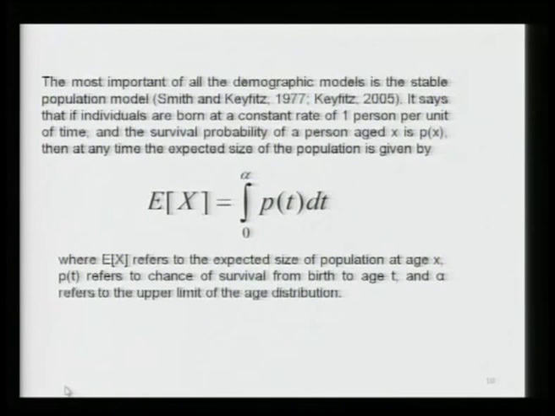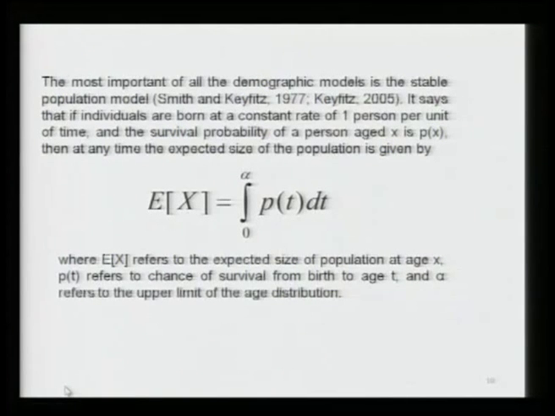The most important of all the demographic models is therefore the stable population model. It says, and you can derive this mathematically, that if individuals are born at a constant rate of one person per unit of time, it may be year, it may be month, day or something. So, one person per unit per year, and the survival probability of a person aged x is p x, then at any time the expected size of the population is given by expected value of x equal to integral 0 to alpha p t dt, where expected value of x refers to the expected size of population at age x, p t refers to chance of survival from birth to age t, and alpha refers to upper limit of the age distribution.